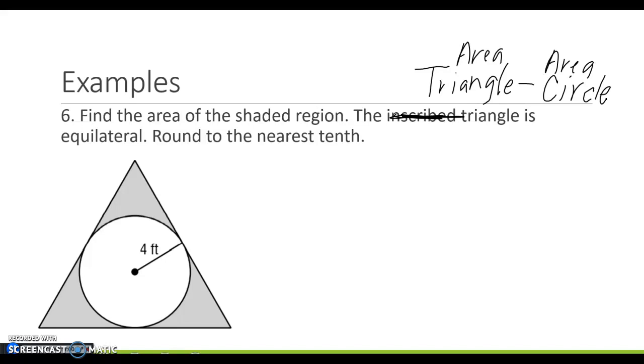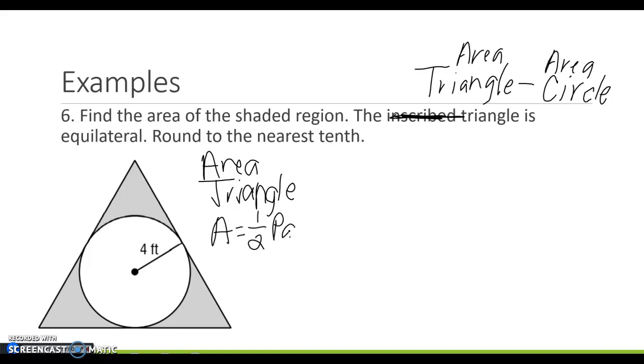So let's start by finding the area of the triangle. So this is an equilateral triangle, so we're going to use that 1/2 perimeter apothem again. If I look at this picture, the way this 4 is drawn in the triangle, it's going from the center to the side, and that is perpendicular. So that 4 is serving as my apothem.